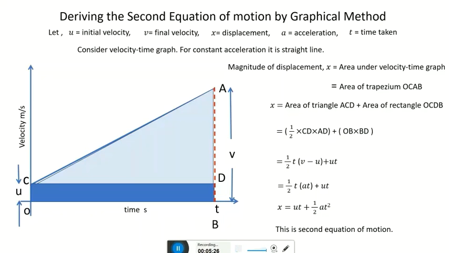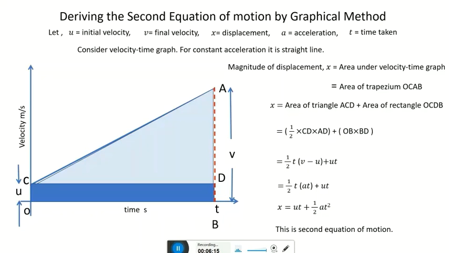First we consider CD, which is parallel to OB and which is equal to t. Similarly, AD is equal to AB minus DB, that means v minus u. Value of OB is equal to t. Value of BD, which is parallel to OC, is equal to u, that is initial velocity. So by putting all these values, we get 1/2 t into (v minus u) plus ut. Again, from the first equation, as v is equal to u plus at, therefore v minus u is equal to a into t. So we get 1/2 t into at plus ut.